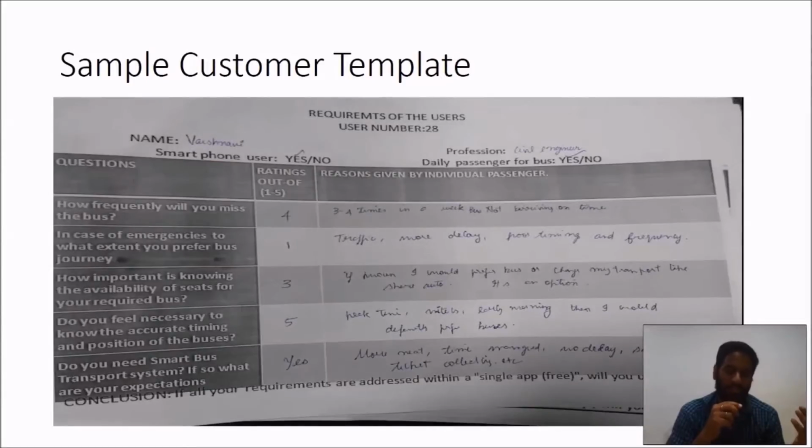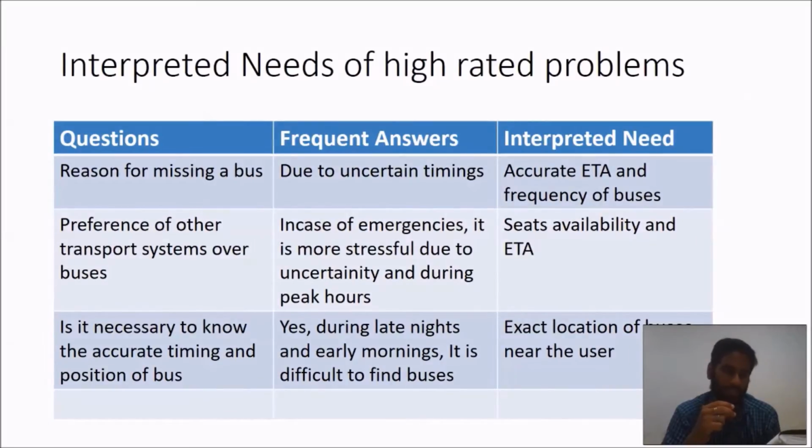Initially, during the development phase, we did a survey with the help of our classmates in major bus stands in Chennai. We collected feedback from around 300 passengers. This is one of the sample templates that we gave to them. We segregated the problems with maximum rating, and based on them, we incorporated the following changes into the product. First, to have an accurate estimated time of arrival and accurate information regarding the frequency of buses, and also to show data regarding the availability of seats and the exact location of the buses near the user.